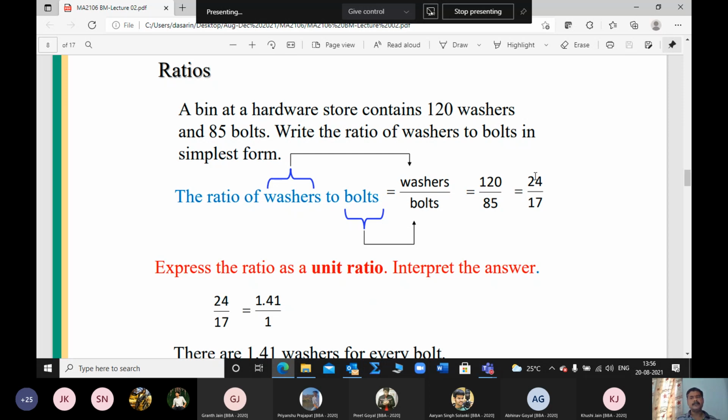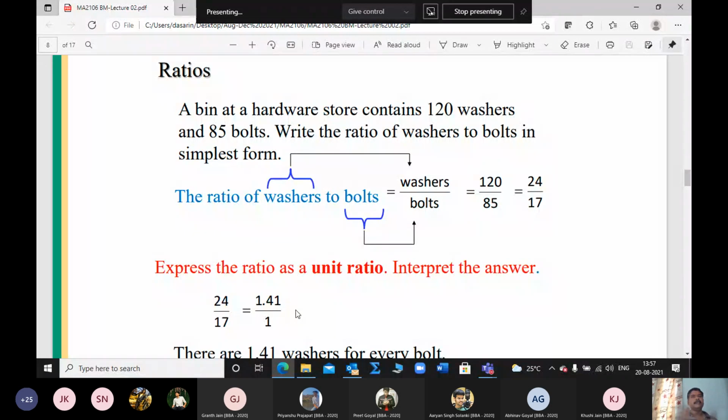Unit ratio means the denominator should be 1. Since I am not getting the denominator as 1 in this problem, I want to make this denominator 1. What I can do is use the calculator. I can divide 24 by 17. If I divide 24 by 17, I will get the answer in our calculator as 1.41.